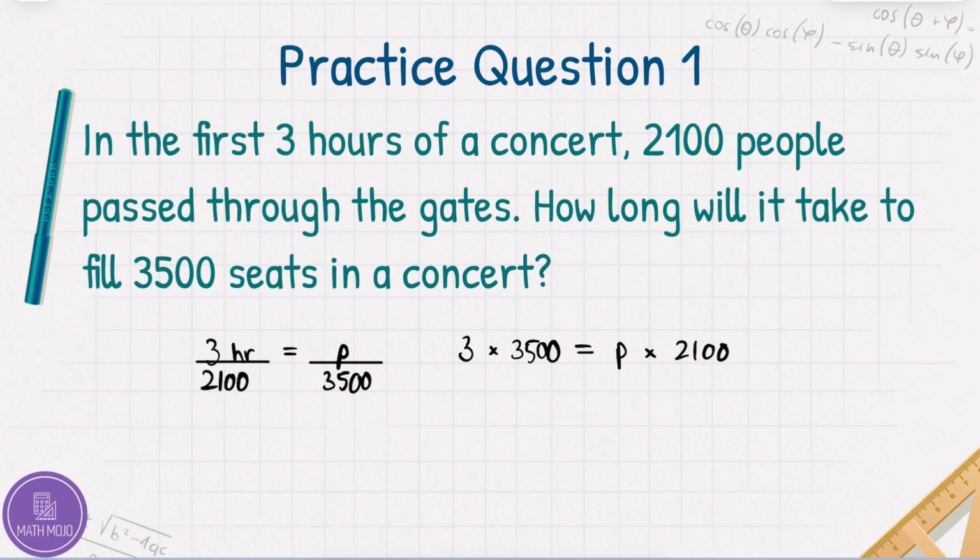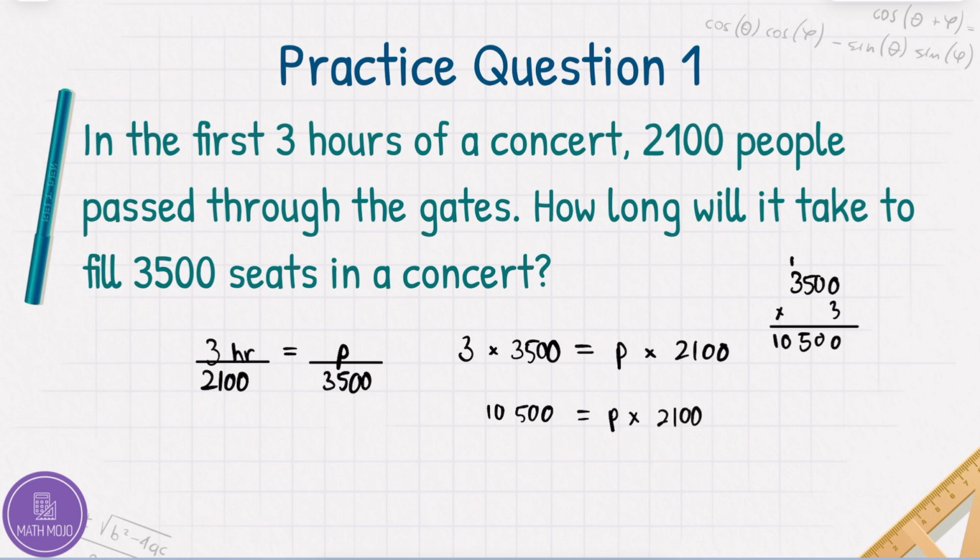Now over here on the side, we can do 3,500 multiplied by 3, which is going to give us 0, and then 0, and then 15, and then we can carry the 1. 3 multiplied by 3 is 9 plus 1, 10. So on this side we get 10,500, and now on this side we're left with P multiplied by 2,100.